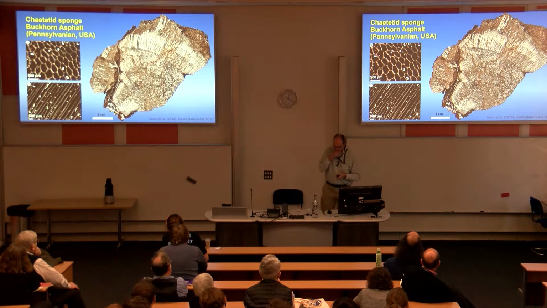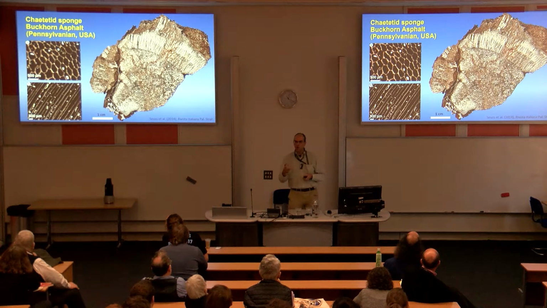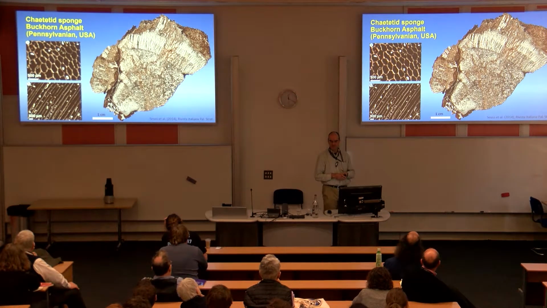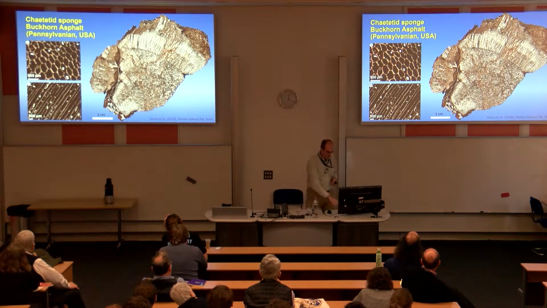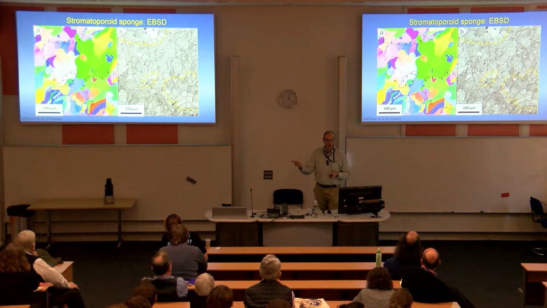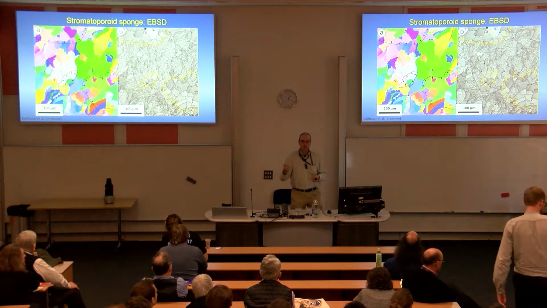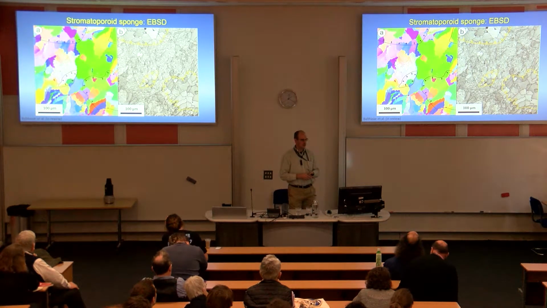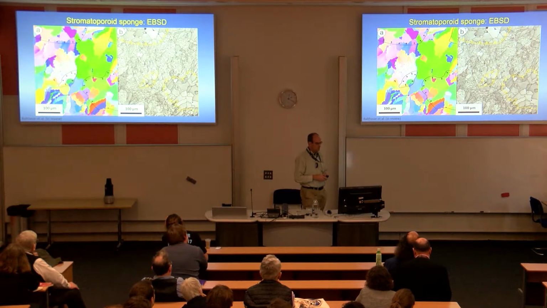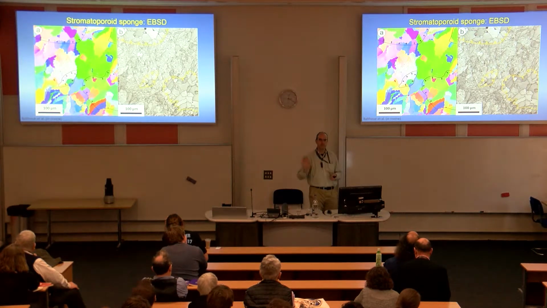So to really get more information and to get some reference material from other areas, I should have said, I looked at sponges from the Devonian of Belgium and from Gotland, so that's Silurian, about 5 or 6 different types. And we get these patterns in all the specimens that I looked at.